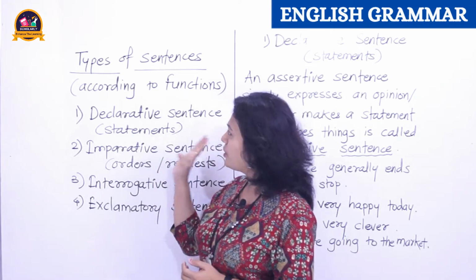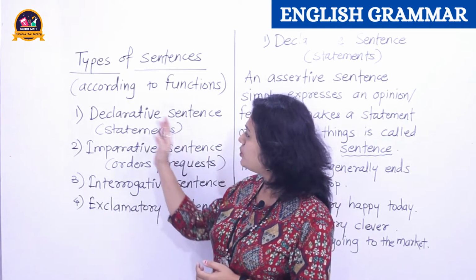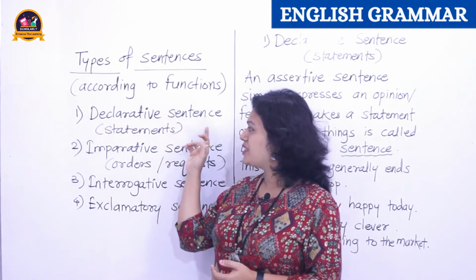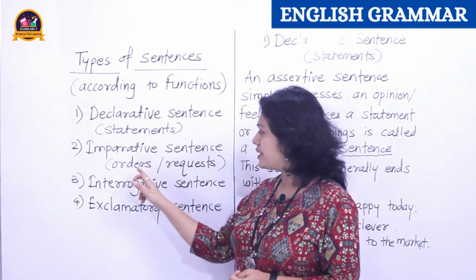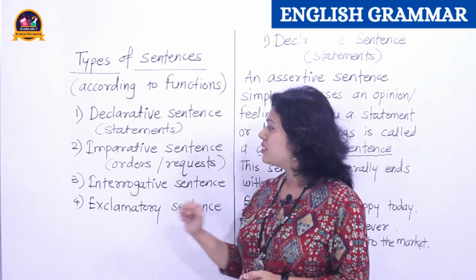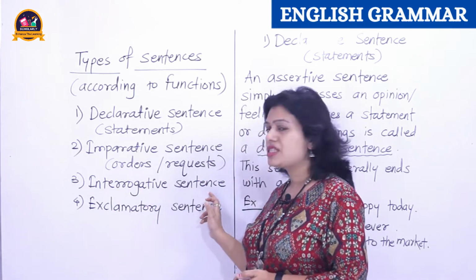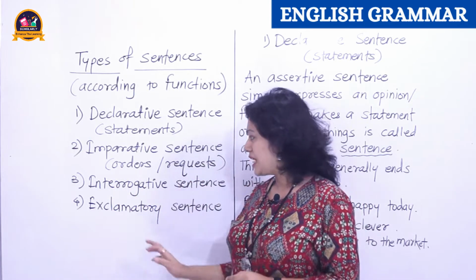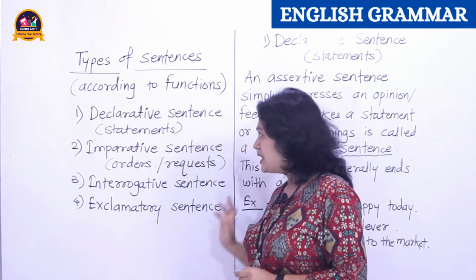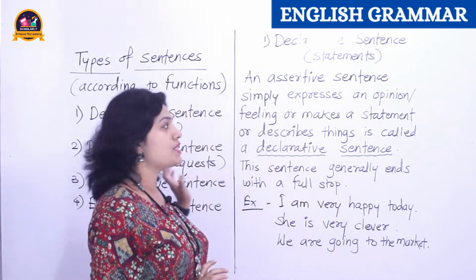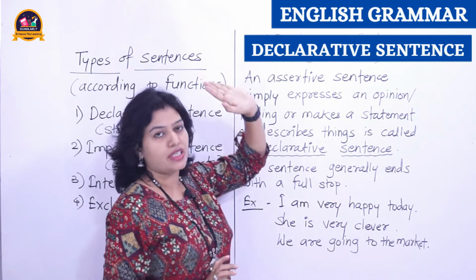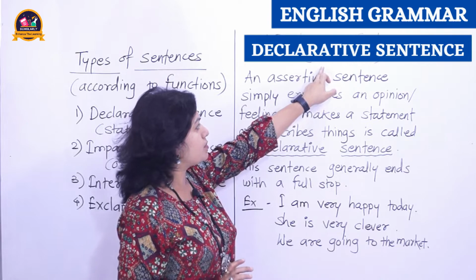So the four main types, as I have told you, first one is declarative sentence, also called as statements. Imperative sentence, that is orders or requests. Third one is interrogative sentence, that is questions, and last one is exclamatory sentences. So from them, let's see the first type, declarative sentence, which is also called as statements.